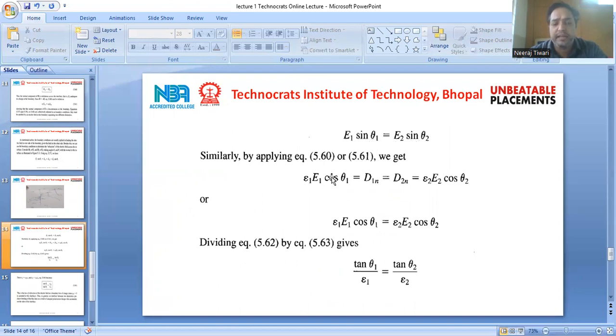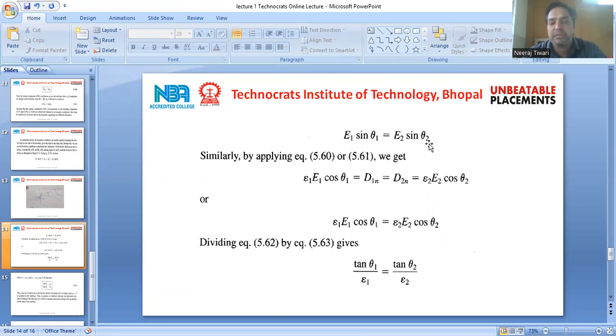And the second equation you will get from the previous figure I have shown you. It's cos theta. As we know, cos theta is base upon hypotenuse. So you can simply determine cos theta 1 from the previous figure, which gives D1n equals D2n. You can write epsilon 1 into E1 into cos theta 1 equals epsilon 2 into E2 into cos theta 2. If you simplify this, you will get this kind of equation. Suppose this is equation number 1 and this is equation number 2.